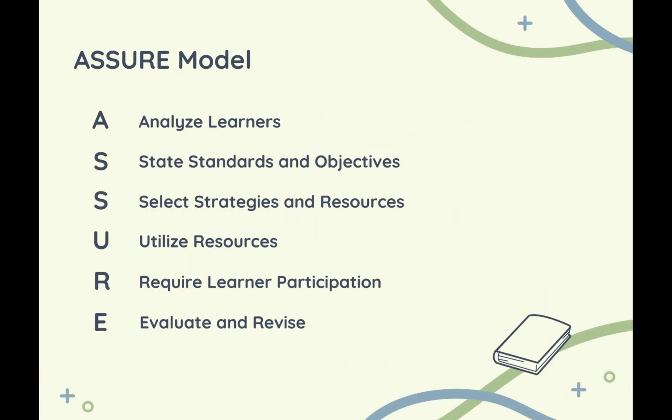The Assure model has 6 elements: analyze learners, state standards and objectives, select strategies and resources, utilize resources, require learner participation, and evaluate and revise.